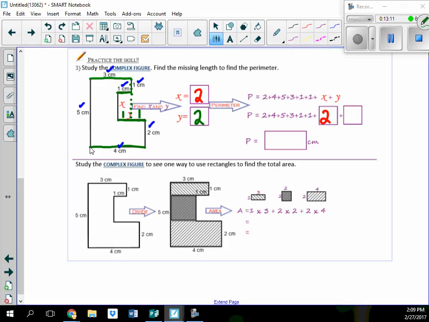I'm going to give you just a minute to find the perimeter there. Maggie, what did you get? I got 20. Awesome. Yep, 20 centimeters. There we go. So we have our perimeter.